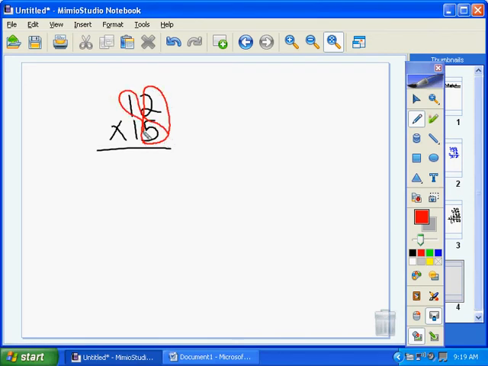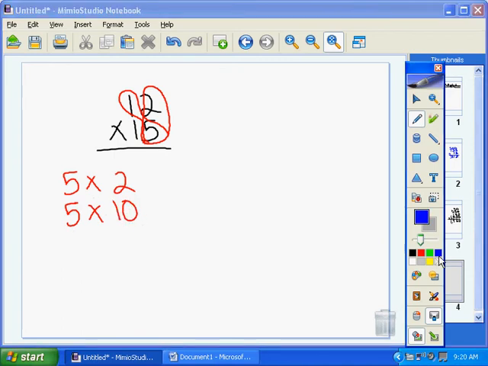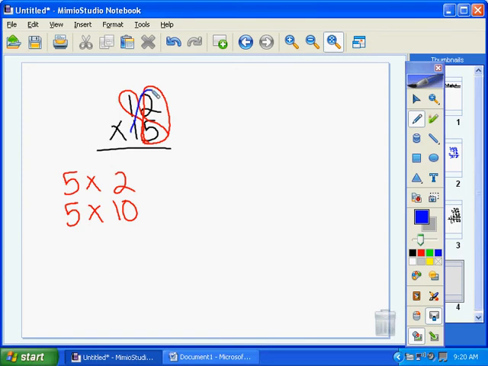here and right here. So I'm going to have 5 times 2 and 5 times 10. Then for the other half, I'm going to have 10 times 2 and 10 times 10. So it looks a little messy, but that's right. So 5 times 2, whoops, let me back up. 10 times 2 and 10 times 10.